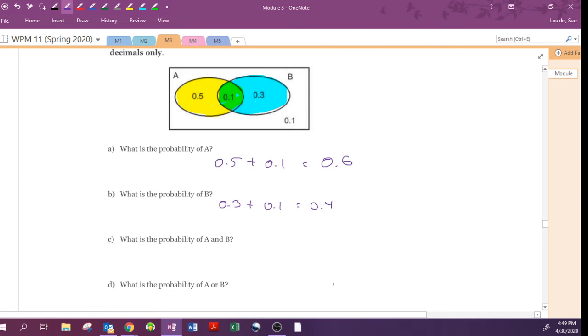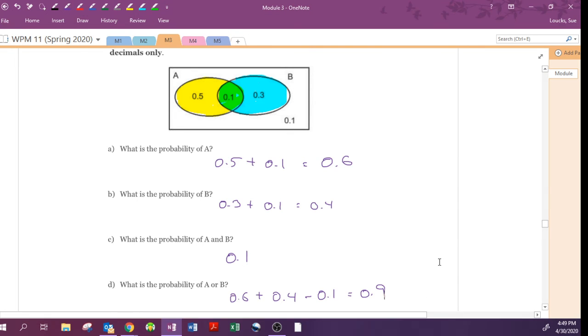And the probability of A and B is 0.1. We can just pull that right off the diagram. The probability of A or B is the probability of A, which is 0.6, plus the probability of B, which is 0.4, minus the probability that they both happen, which is 0.1. And the reason you need to do that is that we've counted this green part twice, right? It got counted once with the A, it got counted once with the B, so we need to subtract it, okay? And our answer here is 0.9, okay?